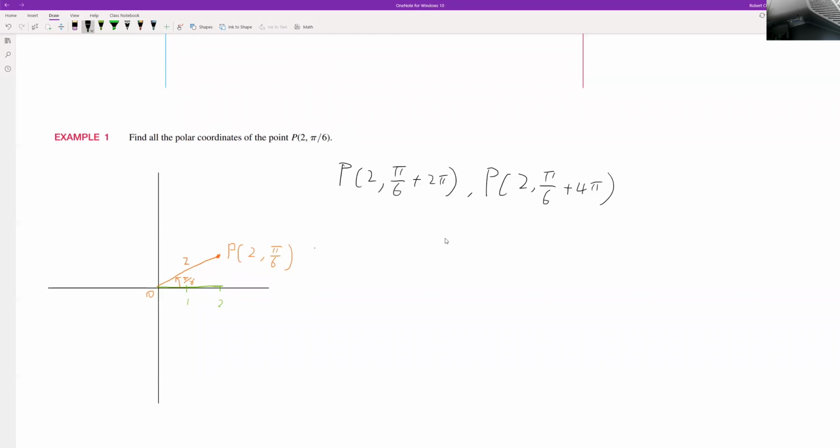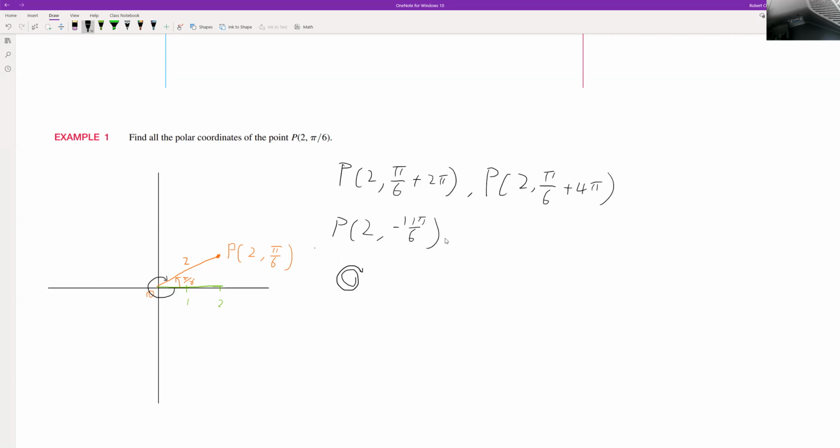And actually, you can do however many rotations you want to get to that same point, P of 2 and pi over 6. Now, we can also do the other direction, rotating in the other direction like that, right? Which we saw earlier, which will be 2 and -11 pi over 6. Or I can do a negative full rotation and then another -11 pi over 6, right?